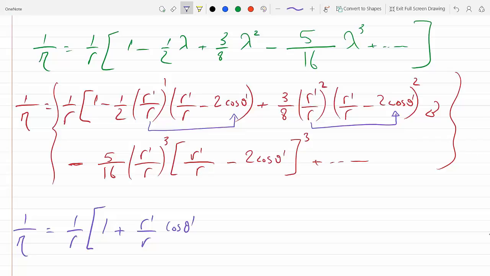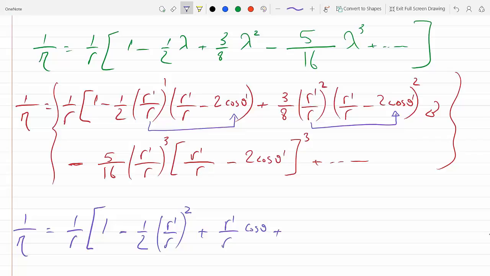You know what? It's probably easier to FOIL them. Let's FOIL them. So we have here, let me just FOIL them. So 1, we get minus half r prime over r squared plus r prime over r cosine theta. That's the first guy.